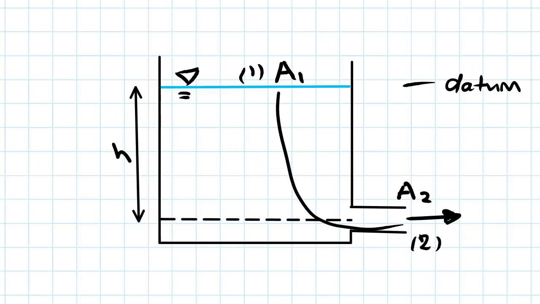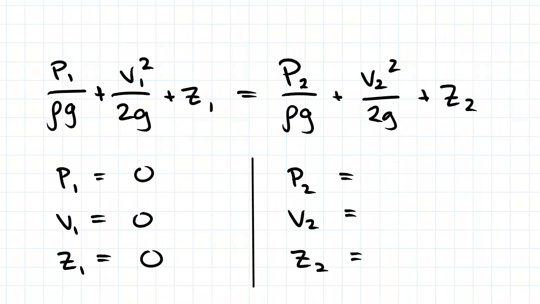For our point 2, our pressure will also be 0. That's exposed to the atmosphere as it exits the tank. Our velocity is unknown. That's in fact what we're trying to find, the discharge velocity. And the height will be negative h. So 0, we're going to call that v, and that will be negative h. So we found all the variables except one, which is the one we need to find.